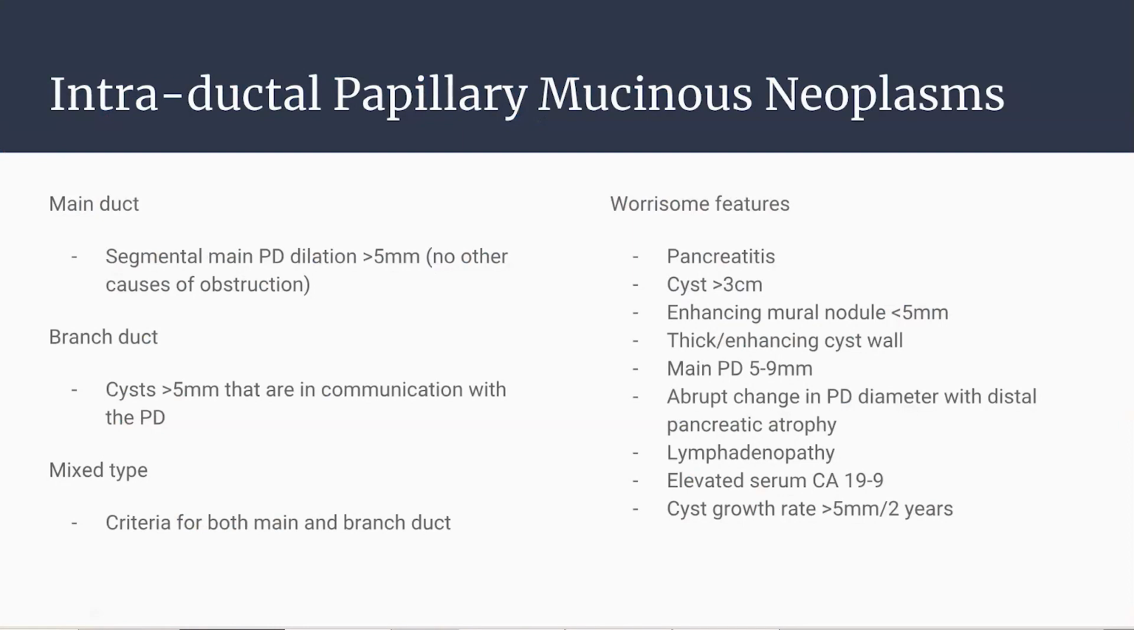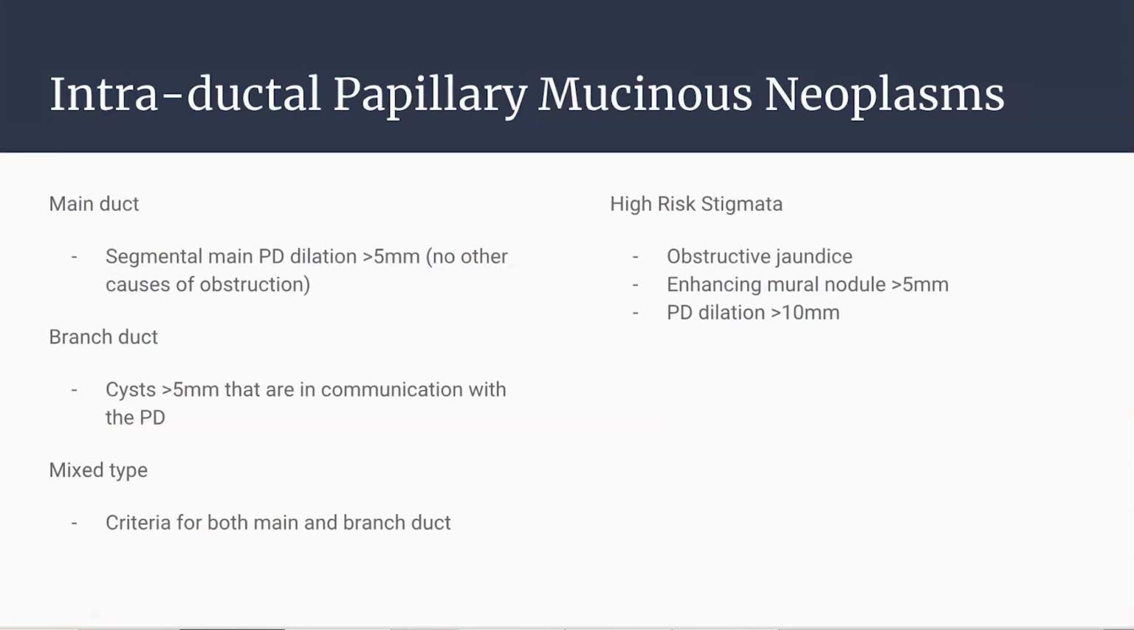To help differentiate between the bad actors and the good actors, we have defined worrisome features. These include pancreatitis, cysts that are greater than 3 centimeters, an enhancing mural nodule that is less than 5 millimeters, and a thick enhancing cyst wall. Main pancreatic duct dilation from 5 to 9 millimeters, an abrupt change in pancreatic duct diameter with distal pancreatic atrophy, lymphadenopathy, an elevated serum CA19-9, and lastly, a cyst growth rate greater than 5 millimeters in 2 years.